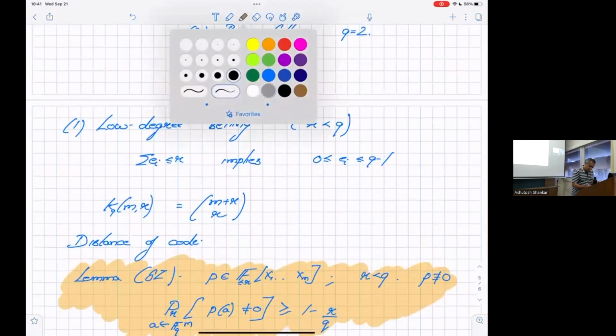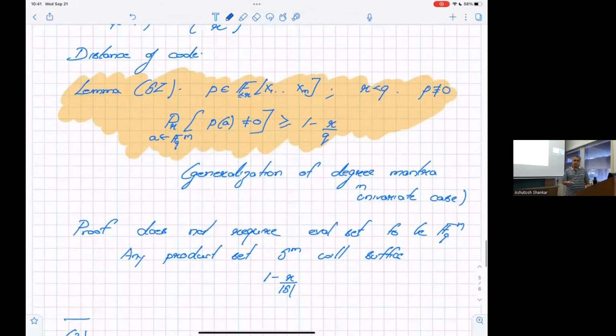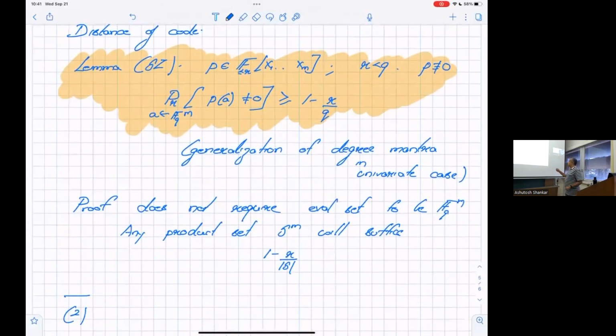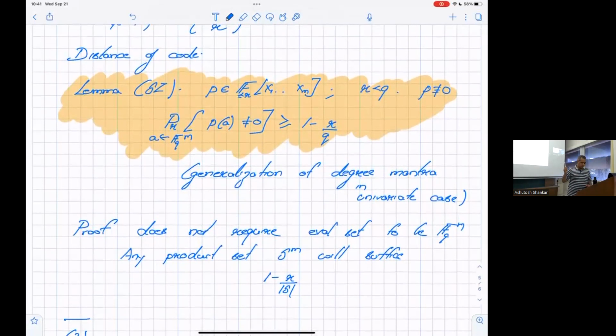If I have a product set, with a different S_i for each x_i, you can do that. Nowhere in the proof are you going to use the sets being the same. They don't even have to be of the same sizes. You will take the minimum S_i to be the size. There's also a version of it which takes all the sizes into account.